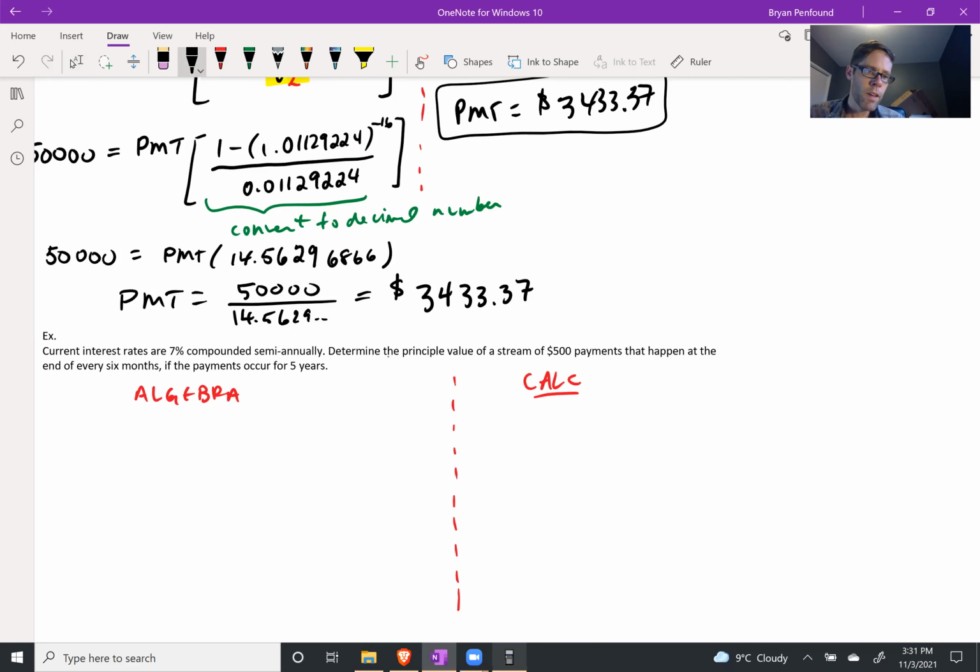So in this example, we have an interest rate that's 7% compounded semi-annually. And we'd like to figure out the principal value of a stream of $500 payments. These payments happen at the end of every 6 months. And let's see, payments occur for 5 years in total.